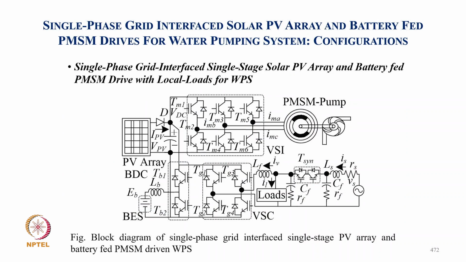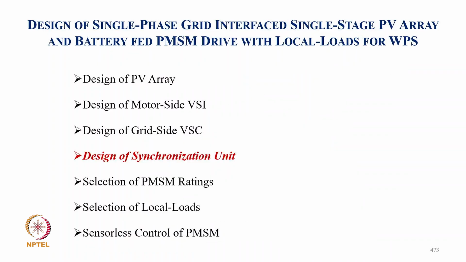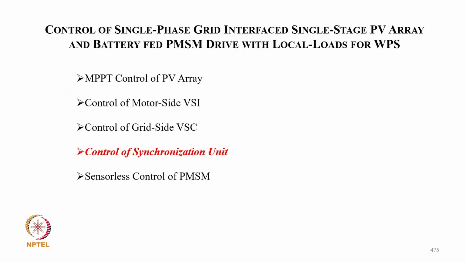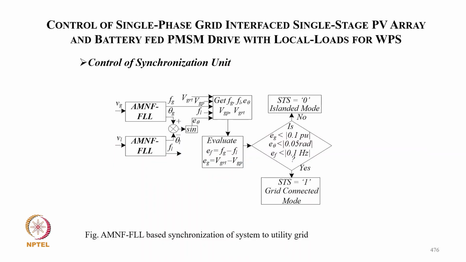Now this is the same where we have a single stage, but the battery we keep at the DC link with the buck boost converter, so that you can regulate the DC link voltage for MPPT. And then we have grid availability and non-availability, so we can isolate from the grid also. So these are the rating calculations, and then we have a control of synchronization unit. So this is the control of synchronization unit.